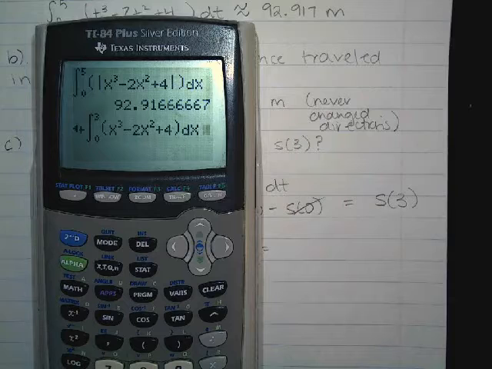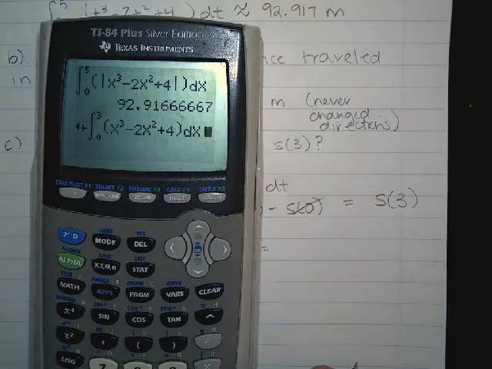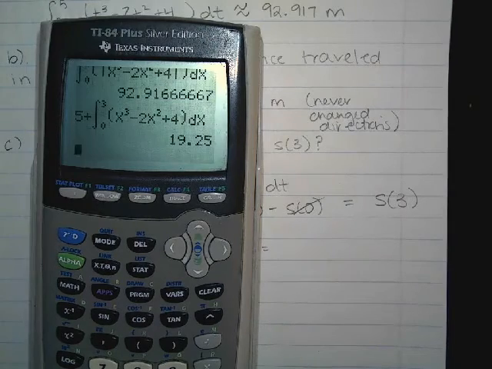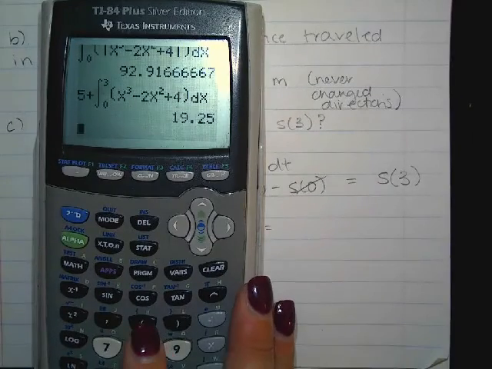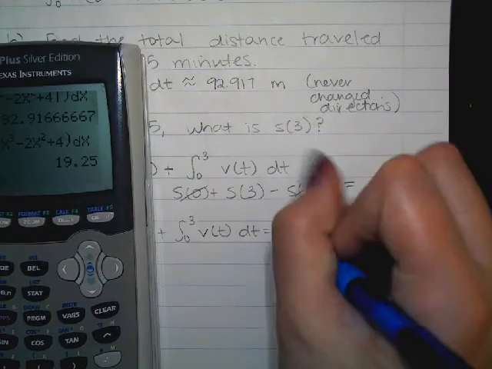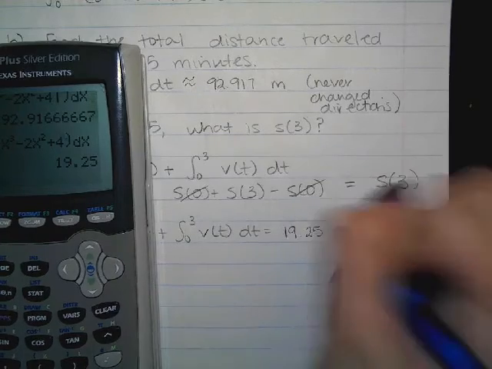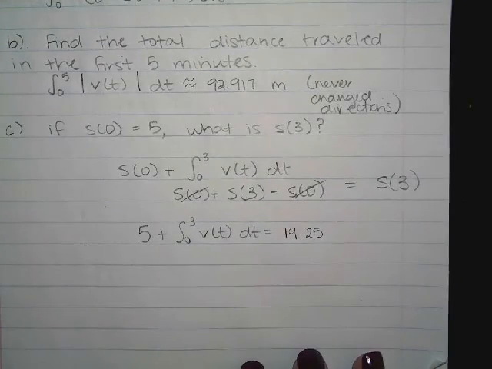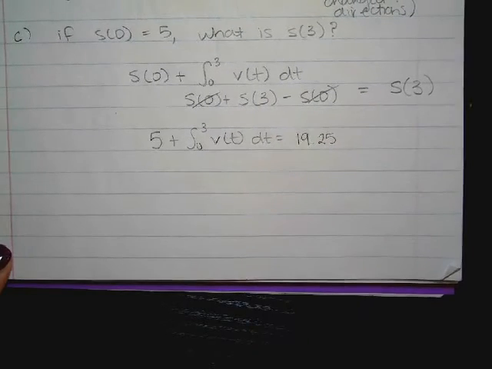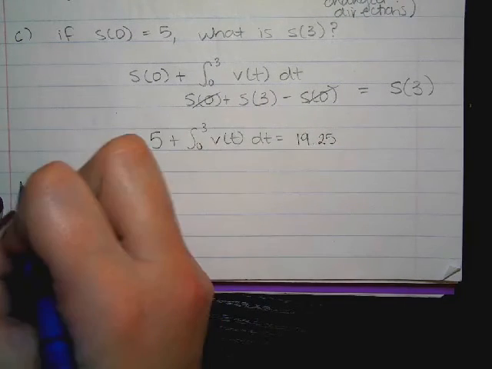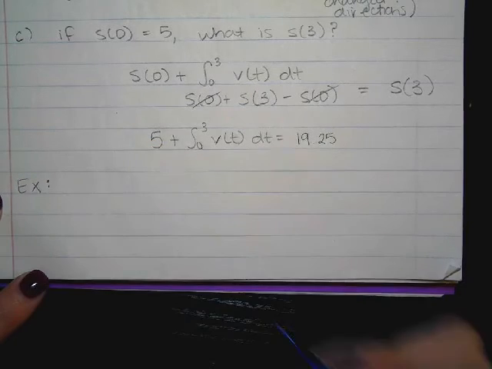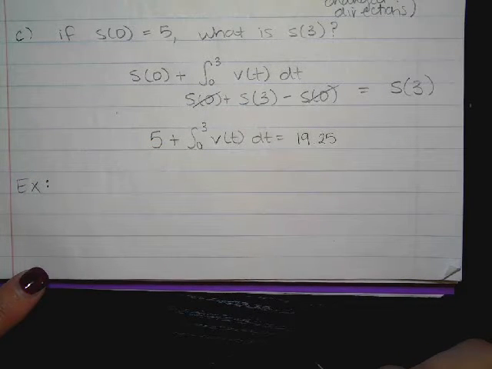Got 19.25. Okay. Oh, I see what I did wrong. I added an X somewhere. My plus omitted itself, so I was doing x cubed times 2x squared. I got a very large number.